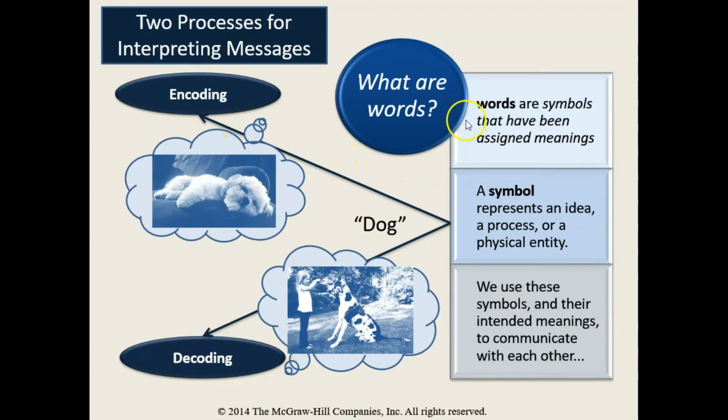Now, what are words? Words are symbols that have assigned meaning. So, dog. Okay, let's try another word. Pizza. Okay, what does pizza mean? Pizza is a word, but it is also a symbol that represents an idea, a process, or a physical entity. So if I say pizza, you're saying what kind of pizza? Well, let's go beyond the symbol. Pizza is not about food. It's not about what's on the pizza. It's about friends and getting together and having a good time. Interesting, huh? So symbols matter in words. We use symbols in their intended meanings to communicate with each other in many different ways.